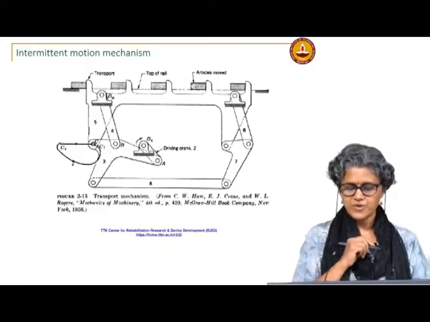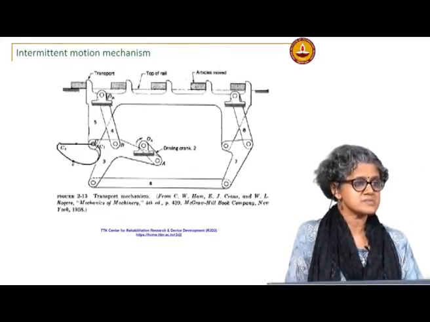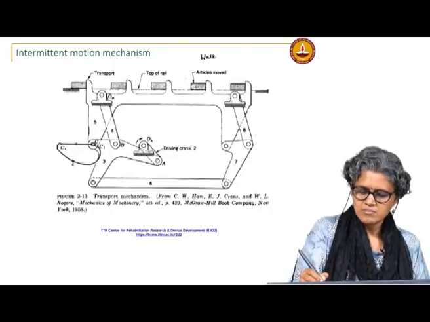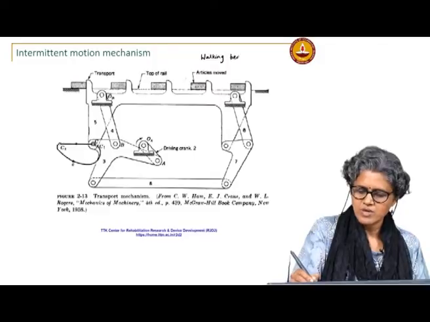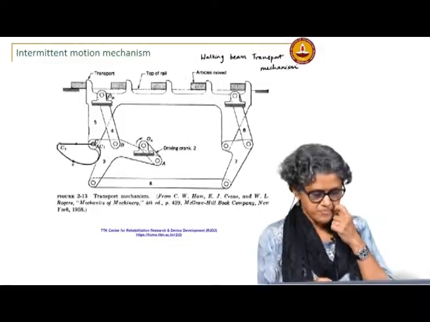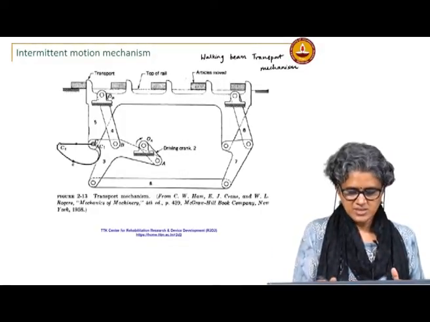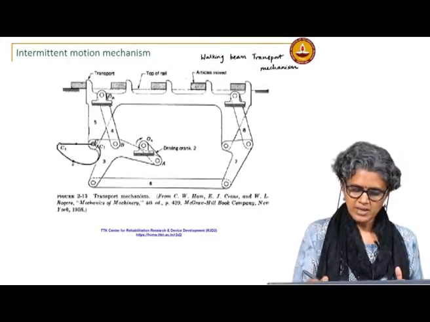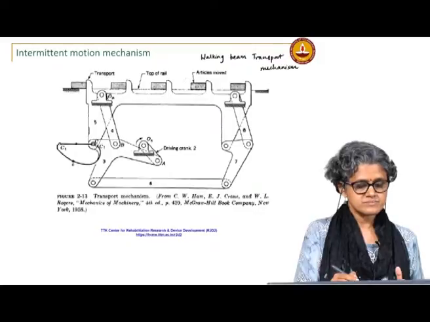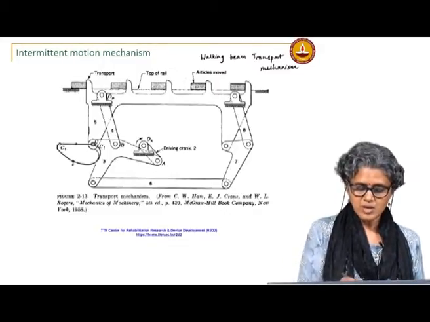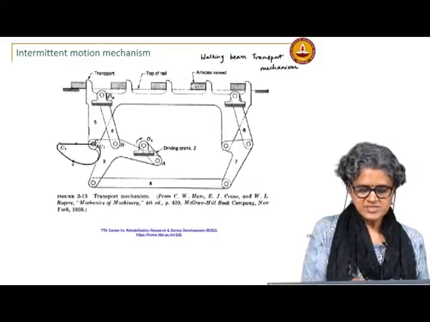Another example of coupler curves is in intermittent motion mechanisms. This is called a walking beam or beam transport, box transport mechanism. It is actually an 8 bar, but the basic driving unit is a 4 bar, OA, A, B, OB. OA and OB are fixed to the frame. Then you have a point C, a coupler point that traverses this kind of a curve.